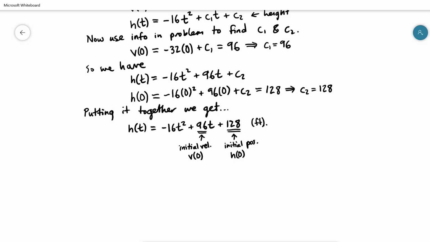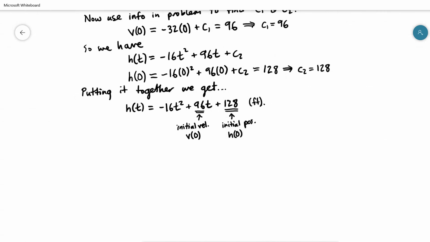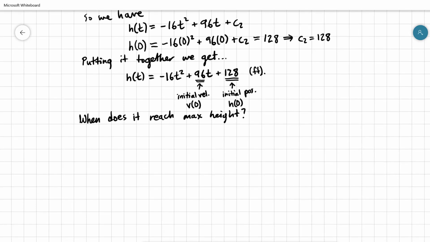Okay, so here is our expression. What if, as a follow-up to this question, we asked, how long does it take to get to its maximum height? So, when does it reach the maximum height? And maybe as a follow-up to that question, we can ask, when does it eventually hit the ground? So we'll ask that one in just a minute.